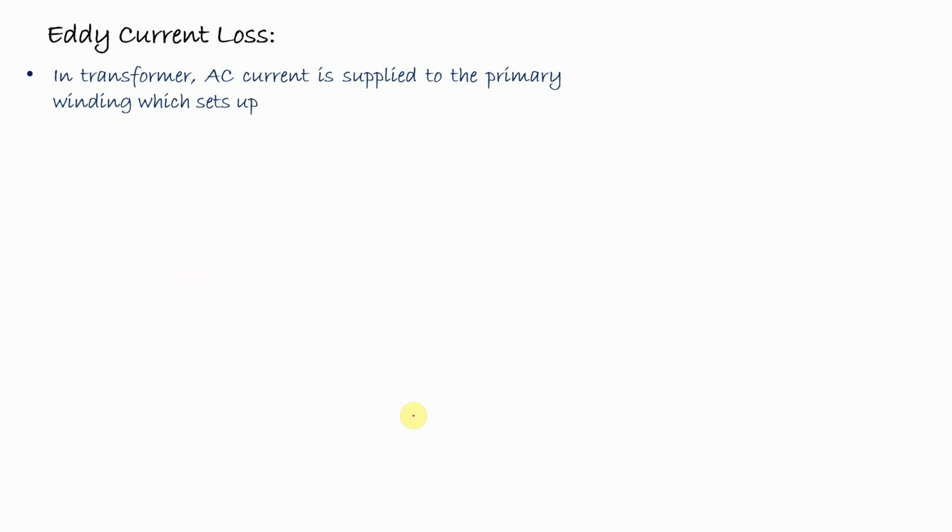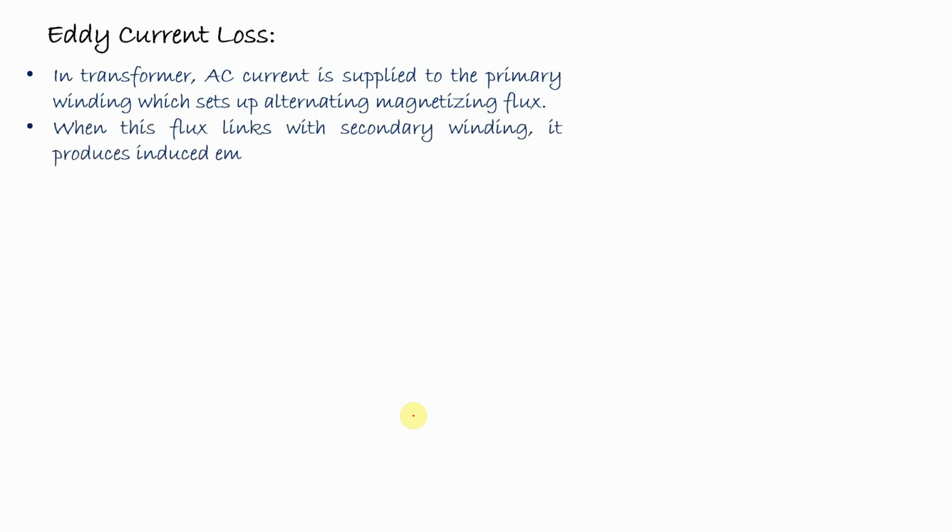The next part of the iron loss or the core loss is called the eddy current loss. Basically, in a transformer, the AC current is supplied to the primary winding, which develops an alternating flux in the core of the transformer. And when this flux links the secondary as well as the primary winding, then the EMF is induced and the transformer operates.